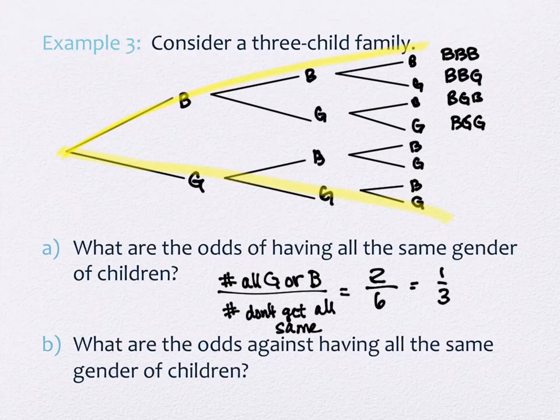So if the odds in favor of this happening are 1 to 3, then the odds against it happening would be 3 to 1. And you can't just write that this equals 3. It has to be written as a ratio. And if it bothers you to write it as a fraction ratio, feel free to use the colon notation, 3 to 1 like that. Okay, it does feel a little bit weird, I know. But you have 3 to 1 odds against having all the same gender of children.